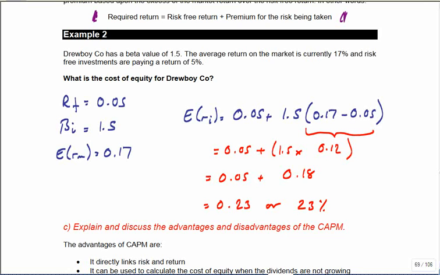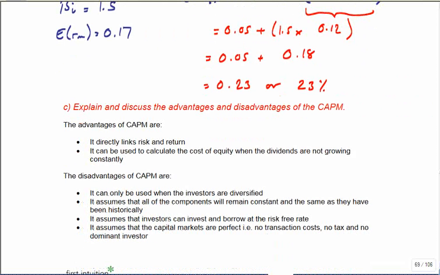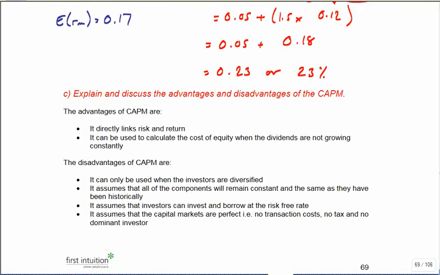And then at the bottom, we just need to explain the advantages and disadvantages of the capital asset pricing model. The advantages are that, first of all, it links risk and return directly. As the beta goes up, as there is more risk, the return will go up. The answer we get is higher, or if the risk goes down, the return goes down. So there's a direct link between risk and return, which is useful to us. Also, if the dividends are not growing constantly, as we said with the dividend growth model, they may not be, that doesn't matter to CAPM. You can still work out the cost of equity.